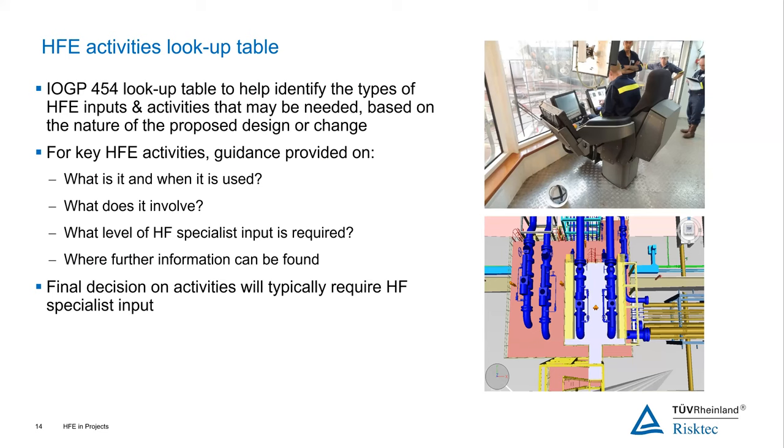So one of the first lookup tables in the IOGP 454 is one which helps you identify the types of inputs and activities that may be needed. And that's based on the nature of the design that you're proposing or the change. And so you can use that to look up. And then what the document does is give you some guidance on what are considered to be the key HFE activities that typically take place, that I'll talk about in a little bit.